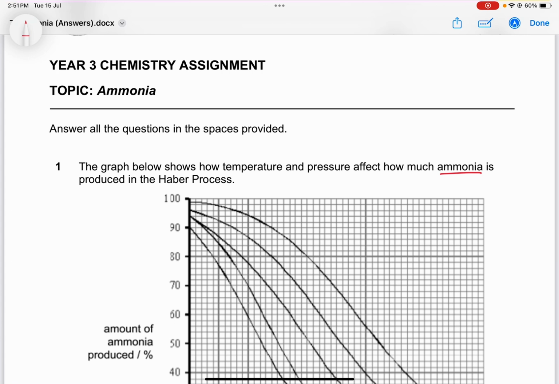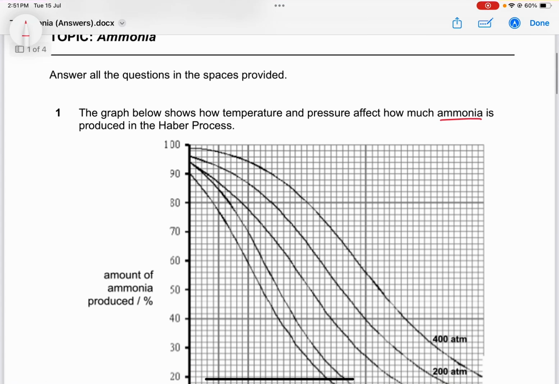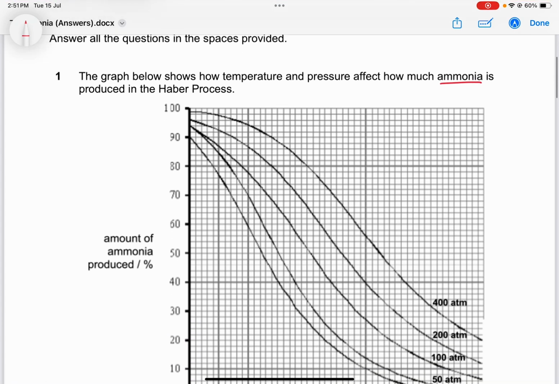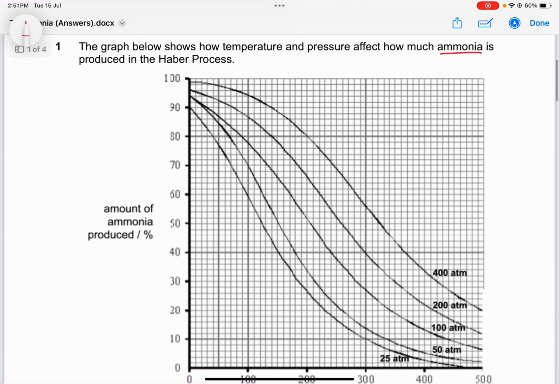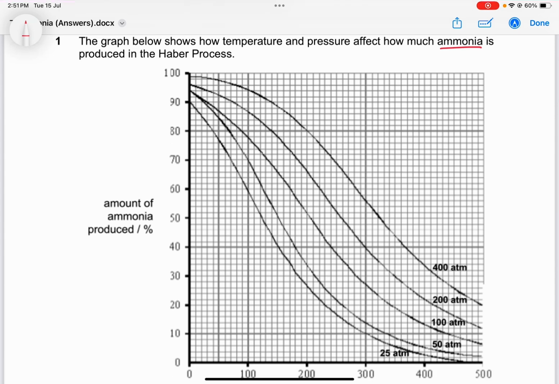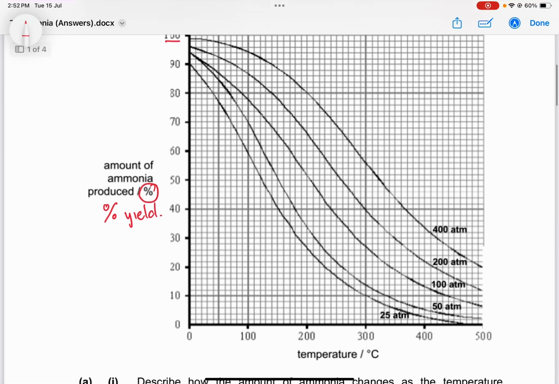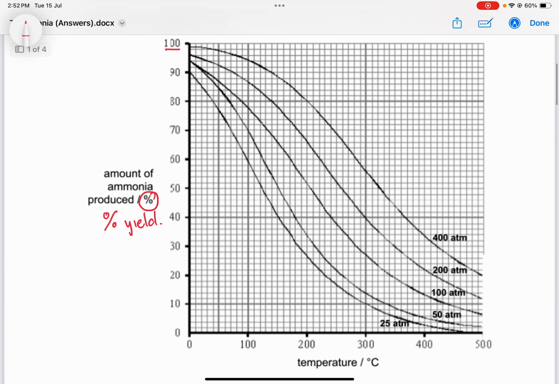Haber process. So whenever you have a graph, always try to find out what the exact y and x-axis are to interpret it. So in this case here, my y-axis is the amount of ammonia produced in terms of percentage. So this is sort of like the percentage yield. And obviously, because it's a percentage, maximum is 100%. On the x-axis, I got temperature. So this is about temperature as well. And each of the graph lines you're seeing represents a different pressure.